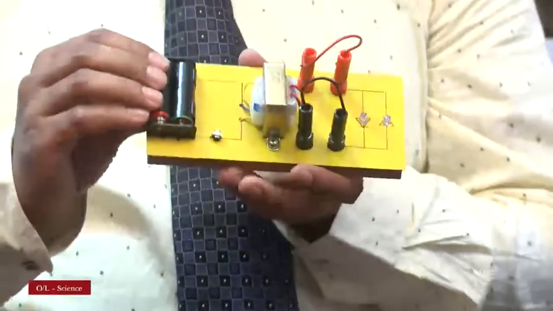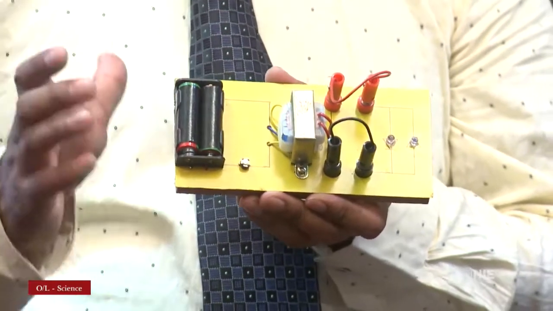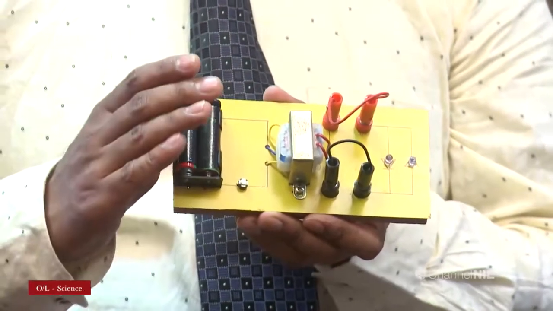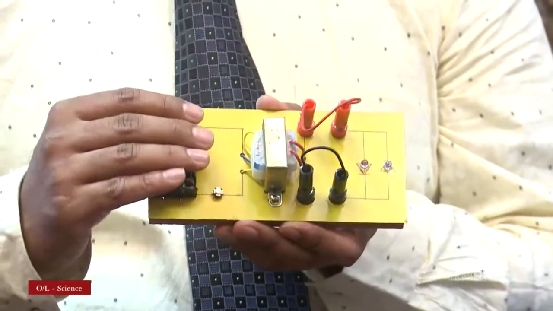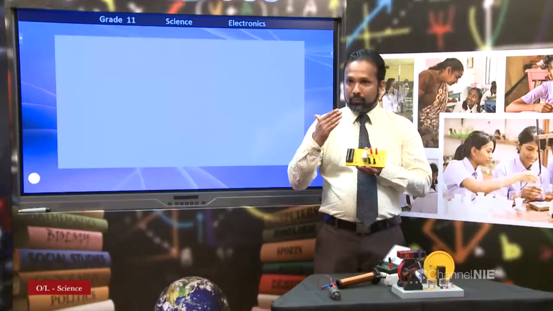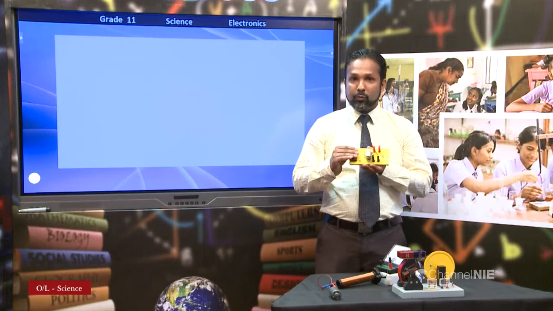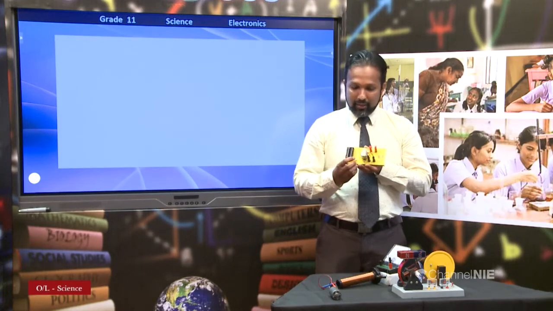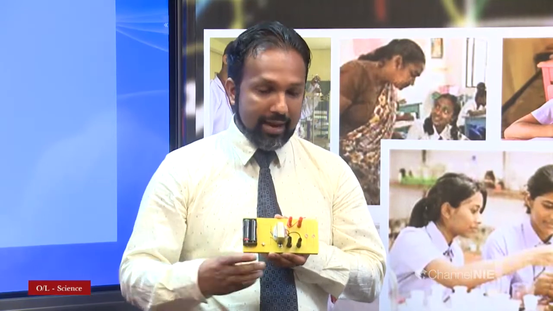Here, I am going to use two dry cells. How to operate a transformer by using dry cells? You know, my dear children, AC power supply is a varying current, but dry cells produce a direct current. Here, when we switch on, you can see the bulb is glowing and it's blinking.